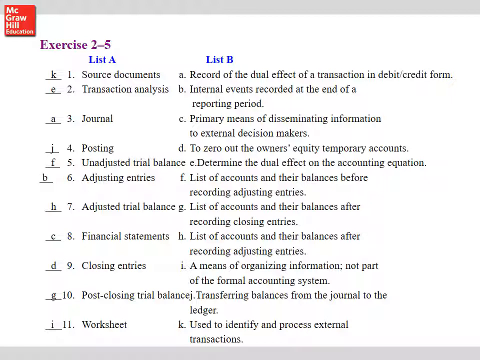Source documents are K, used to identify and process external transactions. Transaction analysis is E, determine the dual effect on the accounting equation. A journal is A, a record of the dual effect of a transaction in debit-credit form. A posting is J, it's transferring your balances from the journal to the ledger.